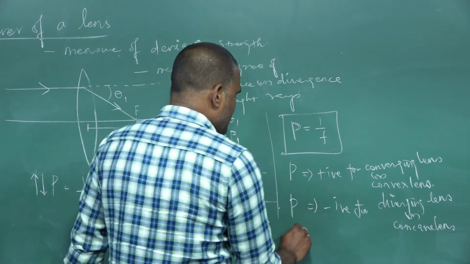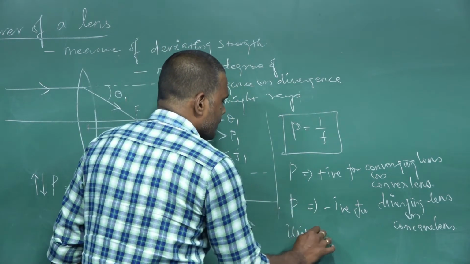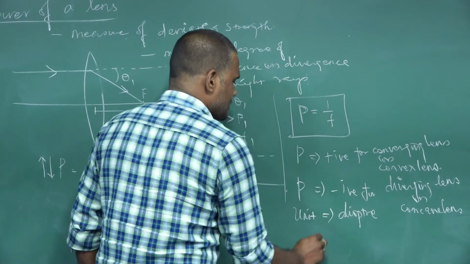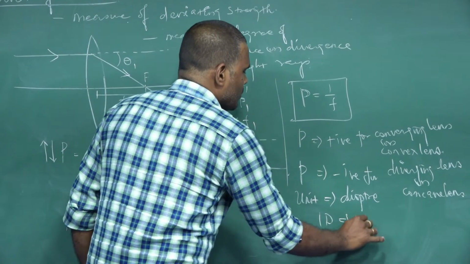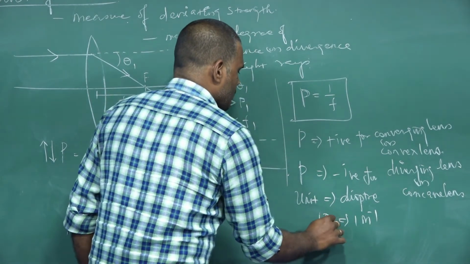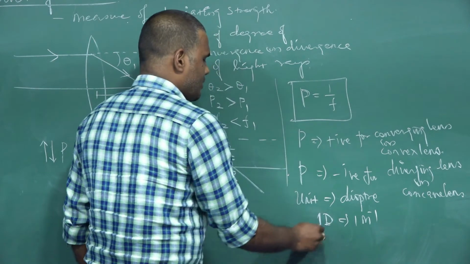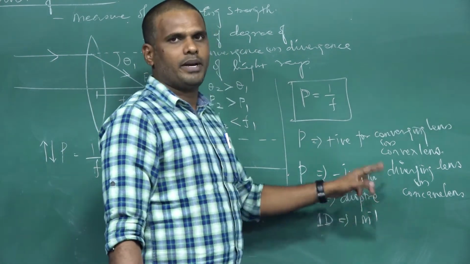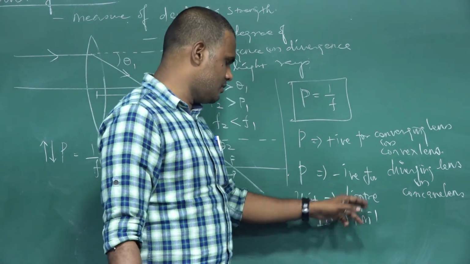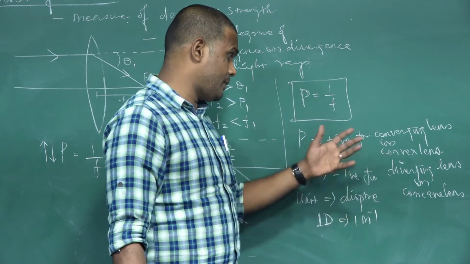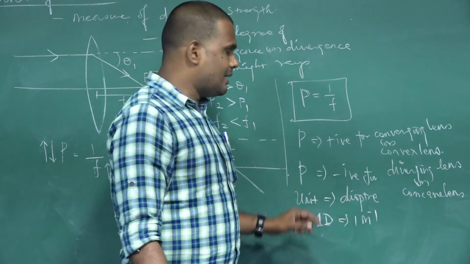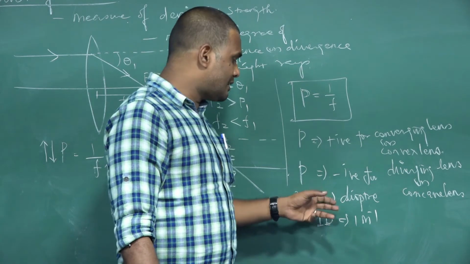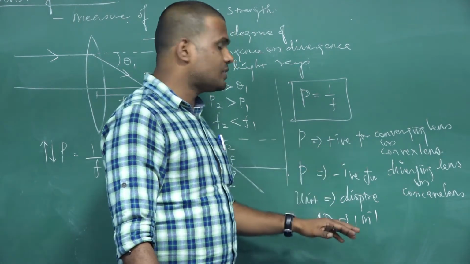The unit of power of the lens is diopter. 1 diopter is equal to 1 meter inverse. The reciprocal of meter is diopter. Either you can represent the equivalence of 1 diopter in terms of meter inverse or in terms of centimeter inverse.